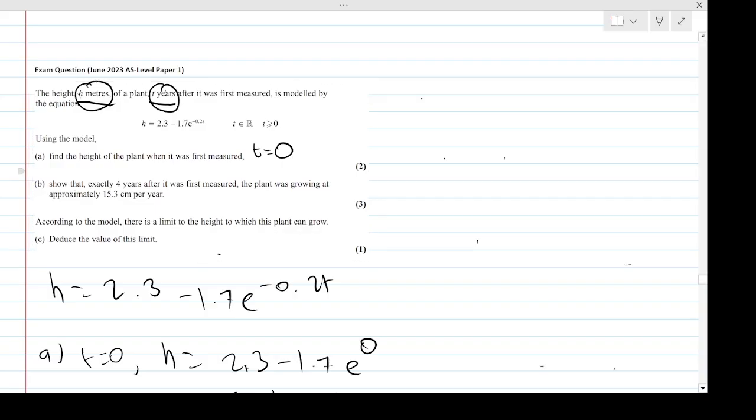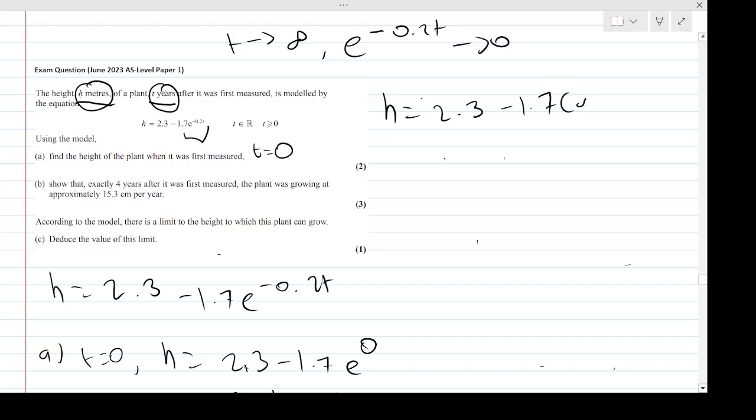So the value of the limit then, well actually, that's when t goes to infinity again. The time goes very large, so then that means the exponential, e to the negative 0.2t, will go to 0, okay? And so that means that therefore h is going to be 2.3 take away 1.7 of e to the negative 0.2t, but that will go to 0, okay? And so therefore that would just be 2.3. So that is the value, okay? So that is the maximum height you can think of that the plant will grow to. 2.3 meters, and there we are.